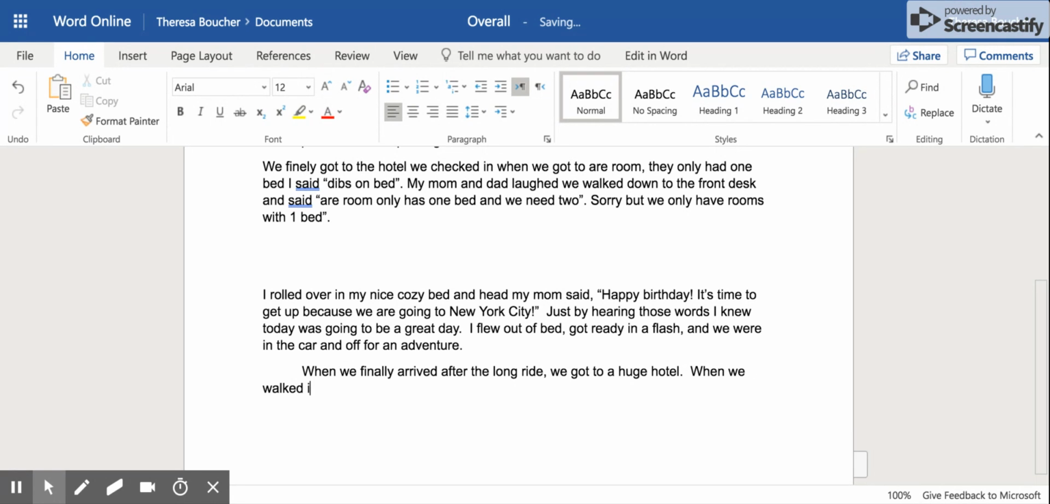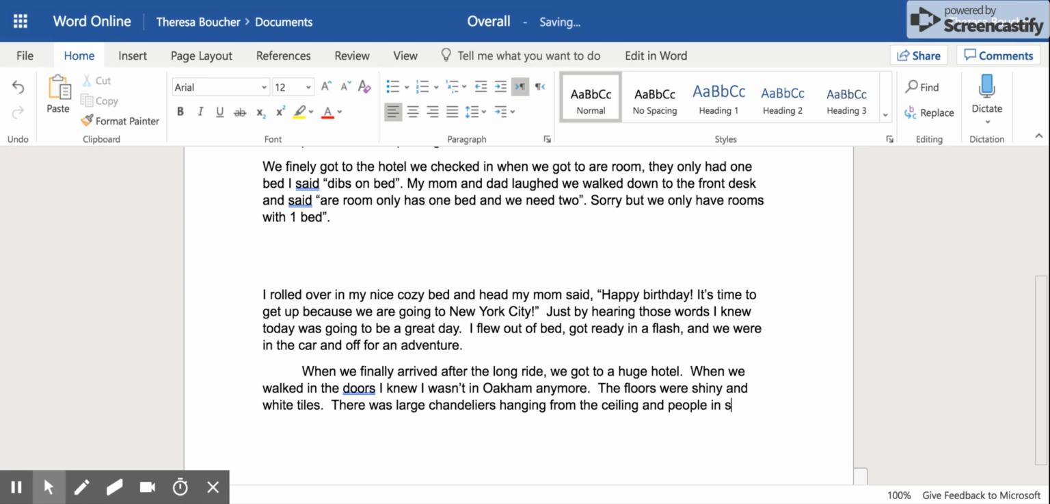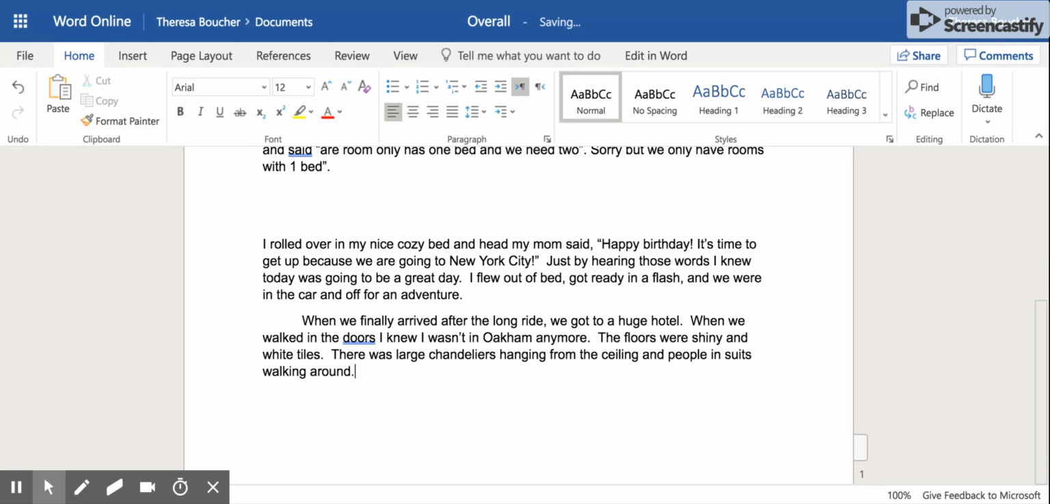When we walked in the doors, I knew I wasn't in Ocam anymore. The floors were shiny and white tiles. There were large chandeliers hanging from the ceiling and people in suits walking around.